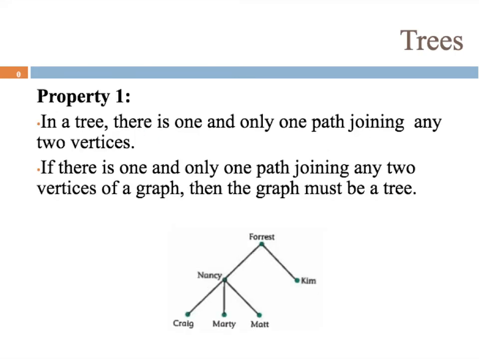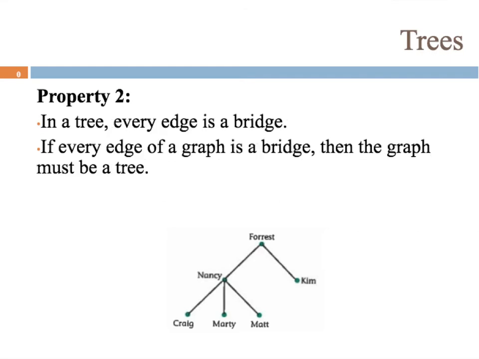Alright, a couple properties. Property 1: in a tree, there is one and only one path joining any 2 vertices. If there is one and only one path joining any 2 vertices of a graph, then the graph must be a tree. That's just the converse of the first statement. Property 2: in a tree, every edge is a bridge. If every edge of a graph is a bridge, then the graph must be a tree.